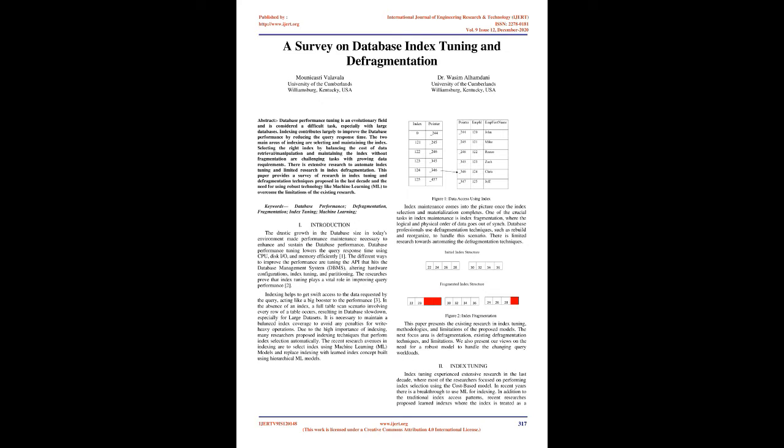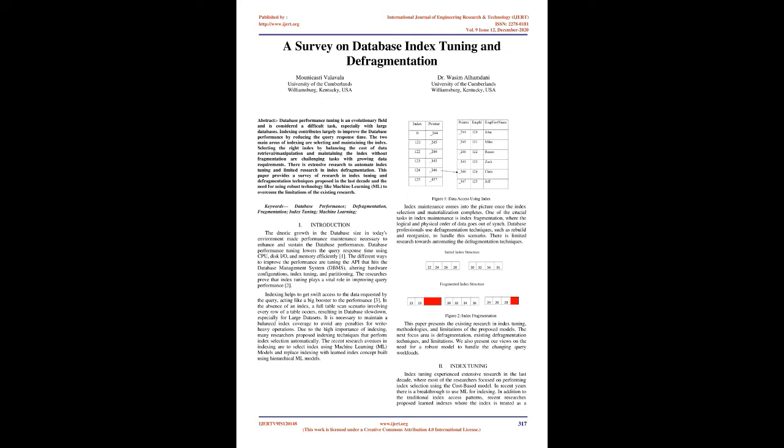Introduction. The drastic growth in the database size in today's environment made performance maintenance necessary to enhance and sustain the database performance. Database performance tuning lowers the query response time using CPU, disk I/O, and memory efficiently. The different ways to improve the performance are tuning the API that hits the database management system, DBMS, altering hardware configurations, index tuning, and partitioning.